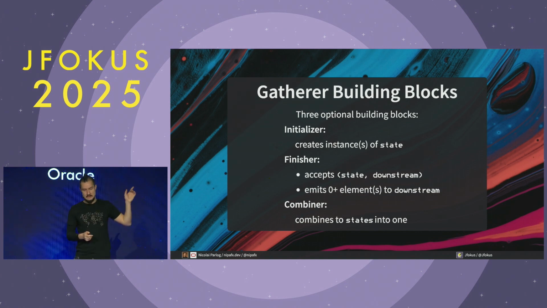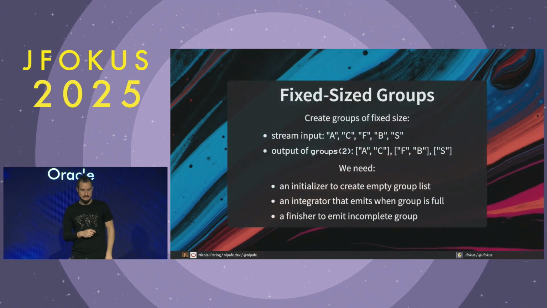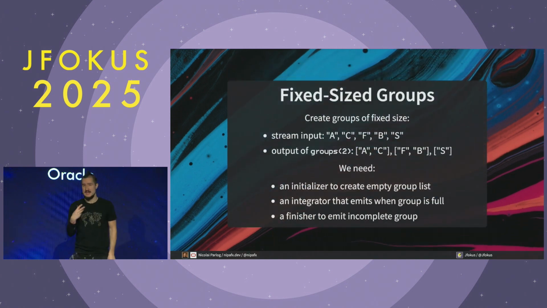And then we have the combiner, which you would need for parallel streams. So if you use parallel streams and your gatherer should be used in parallel, then streams are split up, but then eventually they're combined. The results are combined. That's what you need the combiner for. We're not going to look into that one, so we're just going to have an initializer and a finisher, because what we're going to do is something that's inherently sequential. And I personally discovered that most gatherers I'm writing are sequential.